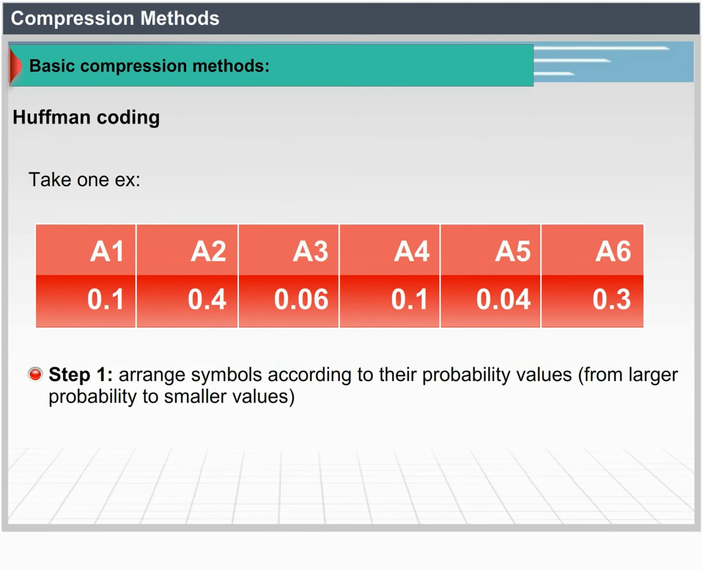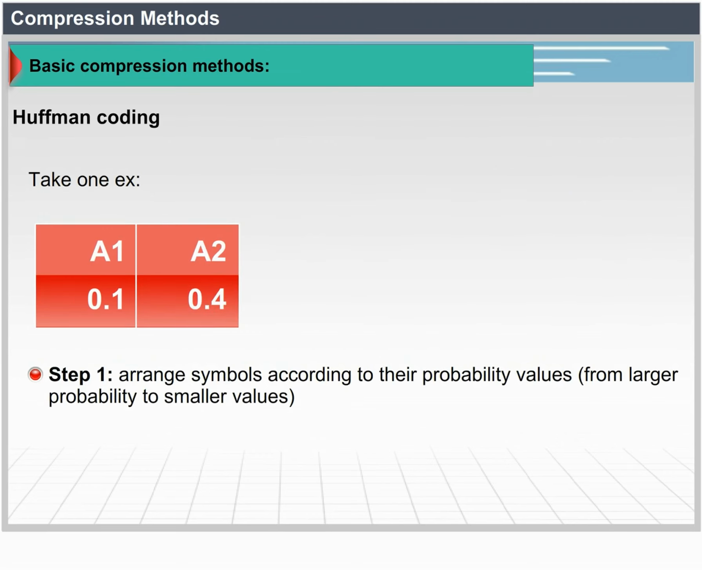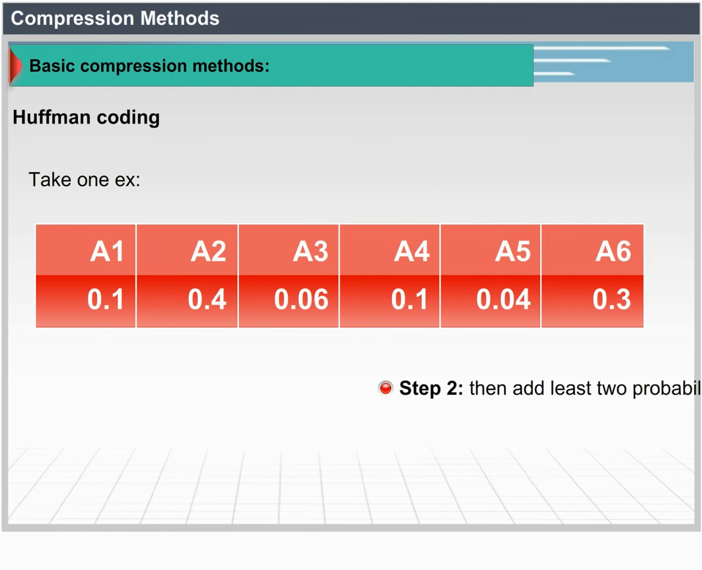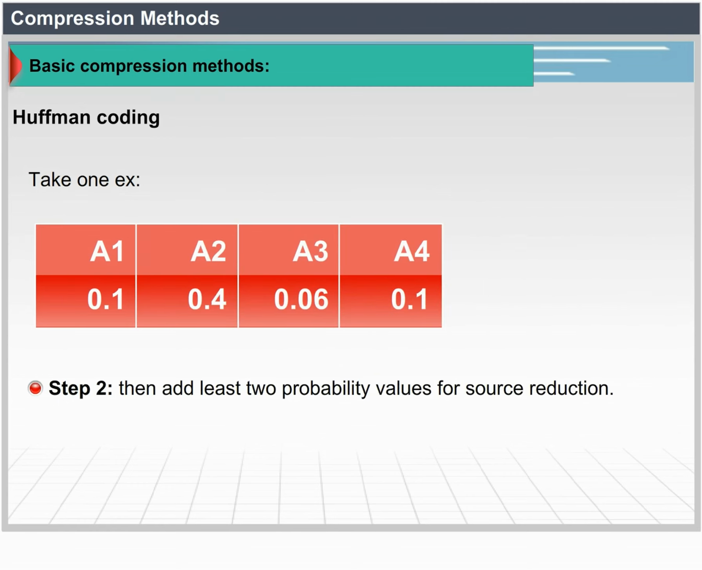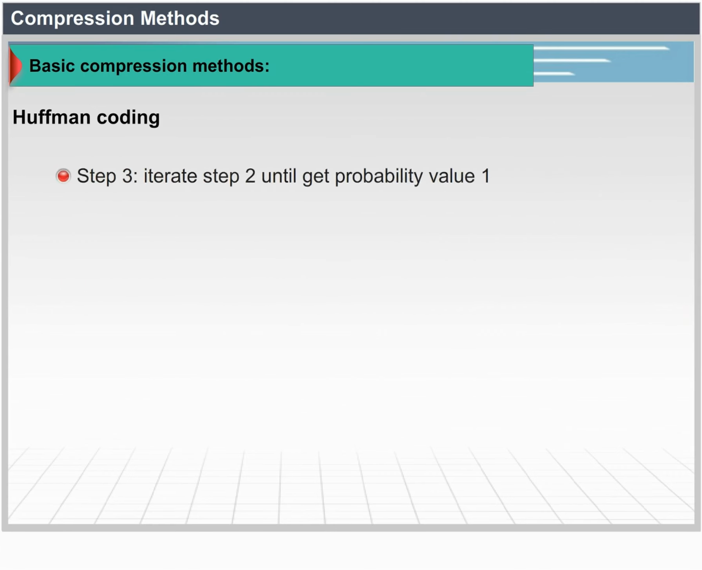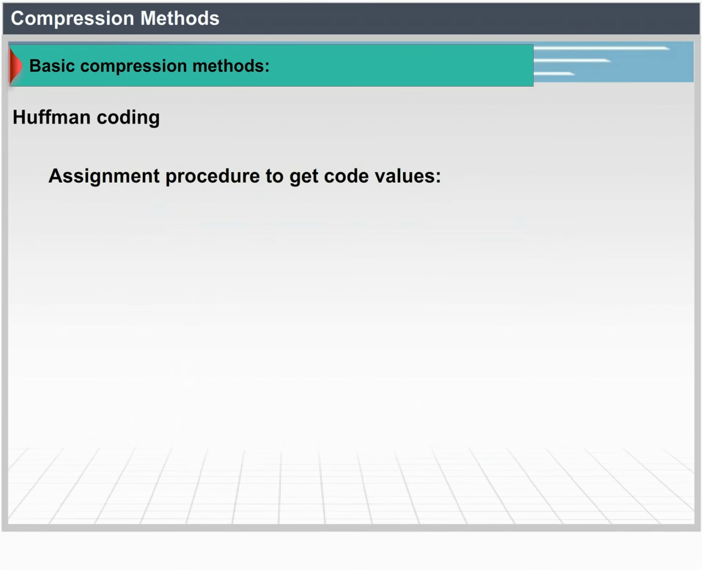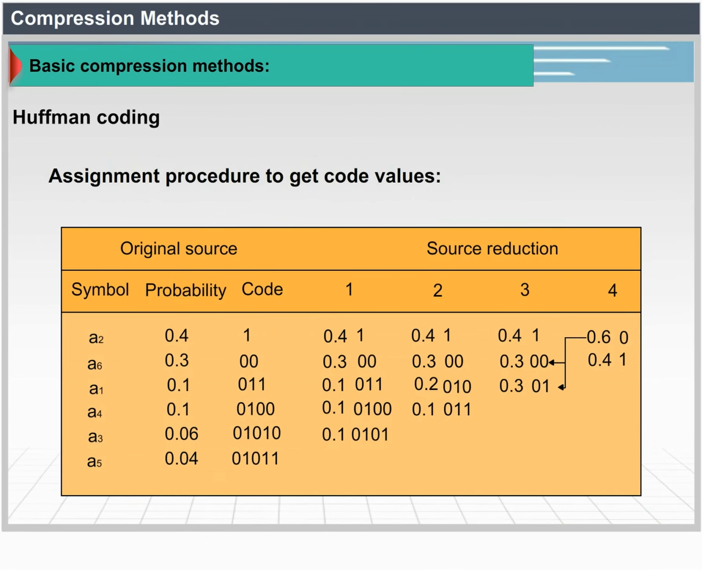Step 1. Arrange symbols according to their probability values, from larger probability to smaller values. Step 2. Then add the least 2 probability values for source reduction. Step 3. Iterate step 2 until you get probability value 1. The assignment procedure to get code values can be tabularized as arithmetic coding.